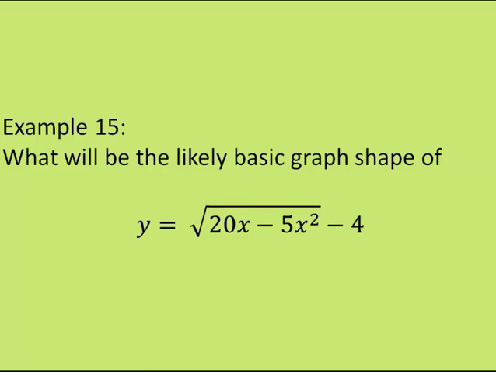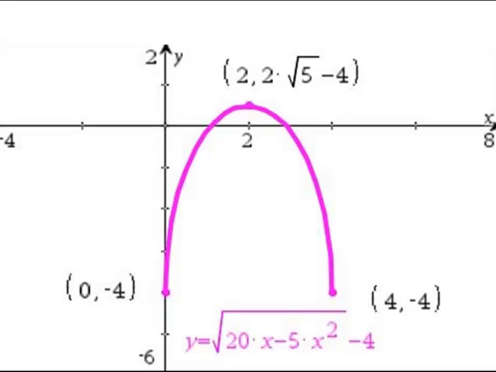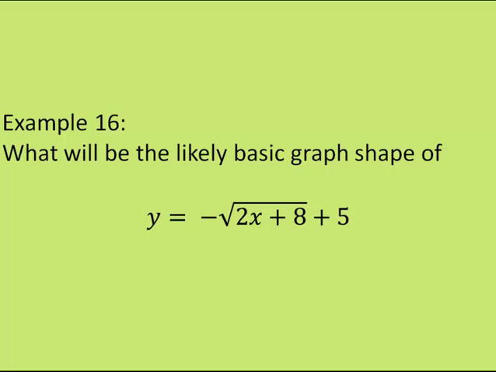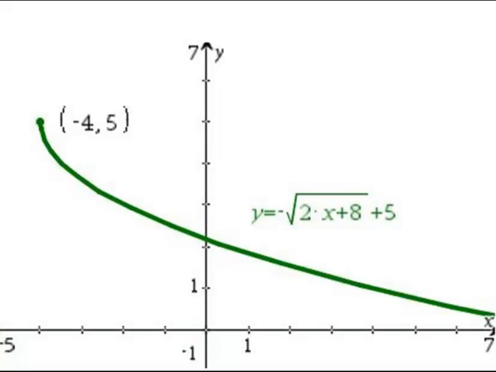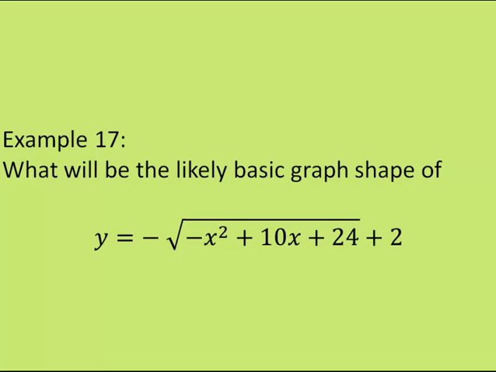Did you say upper half of an ellipse translated down 4 units? Correct. Okay. Example 16. What will be the likely basic graph shape of this function here? Did you say lower semiparabola, horizontal axis of symmetry, vertex at -4, 5? Correct. Example 17. What will be the likely basic graph shape of this function here?